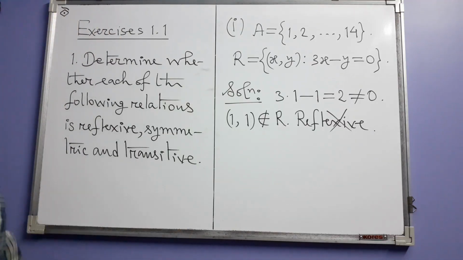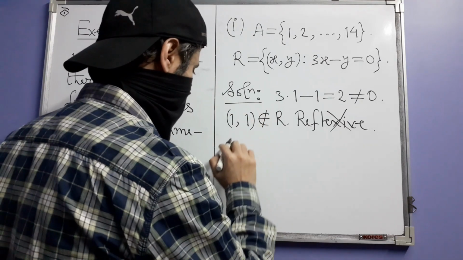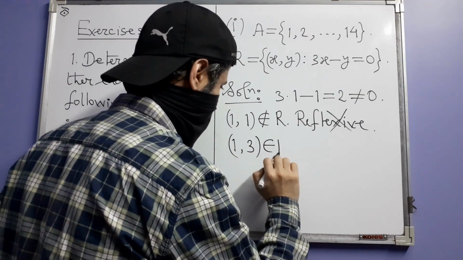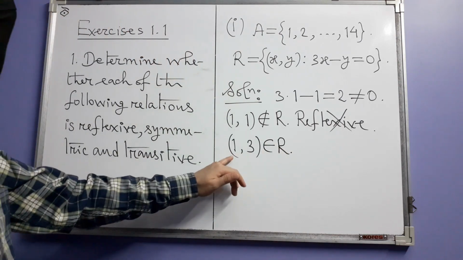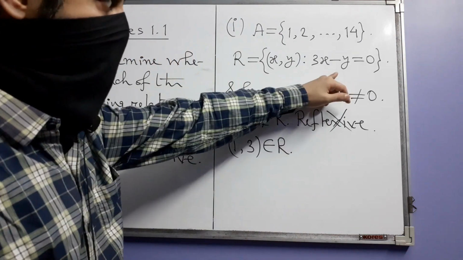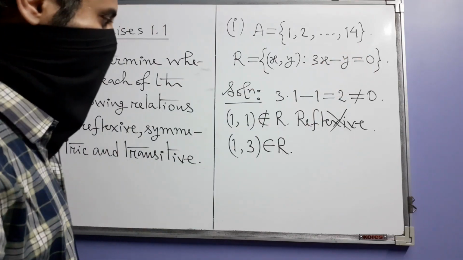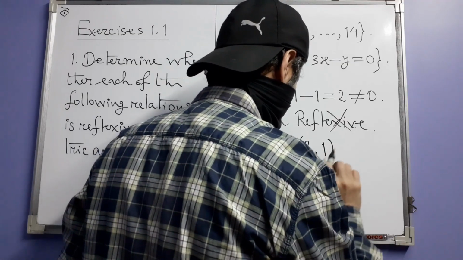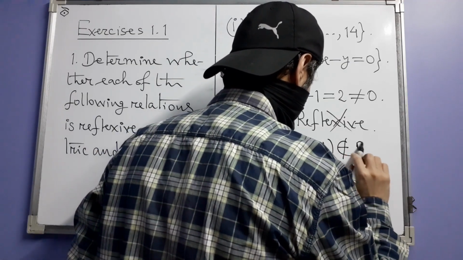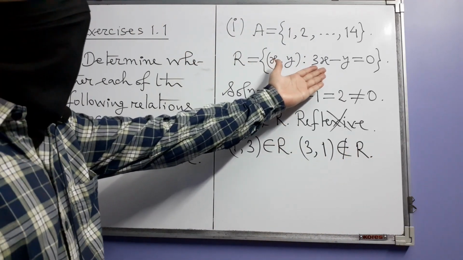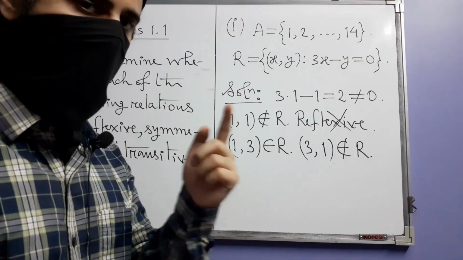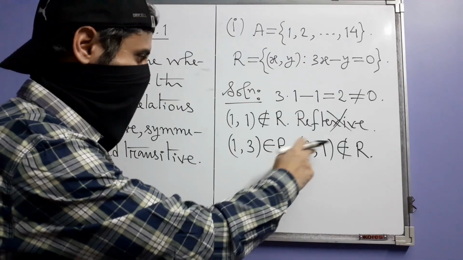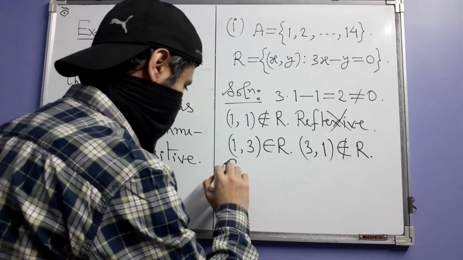Next comes symmetry. Note that (1, 3) belongs to R. Why? Because if you substitute x equal to 1 and y equal to 3, then you really get 0. But is (3, 1) in R? No, it is not. Because if you substitute x equal to 3, 3x becomes 9. 9 minus 1 is 8, that is not 0. So this ordered pair is in R, but the other one is not in R. So it's not symmetric.